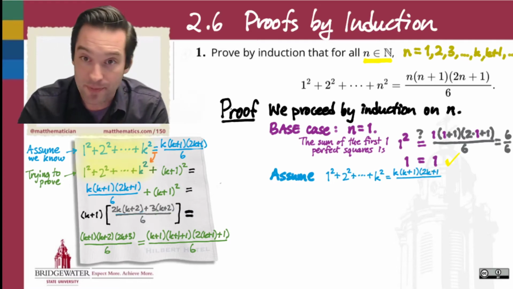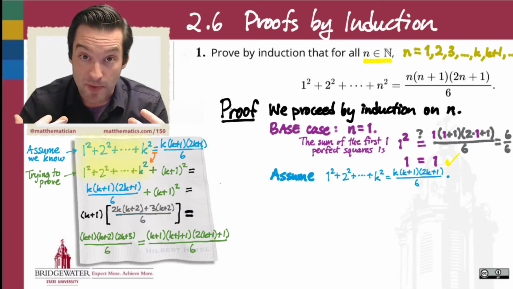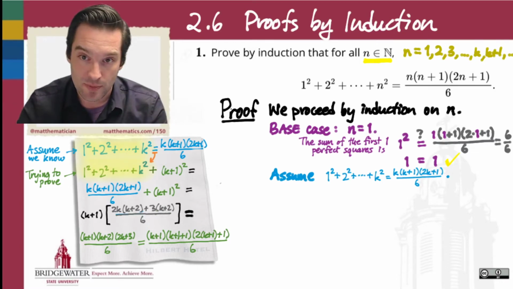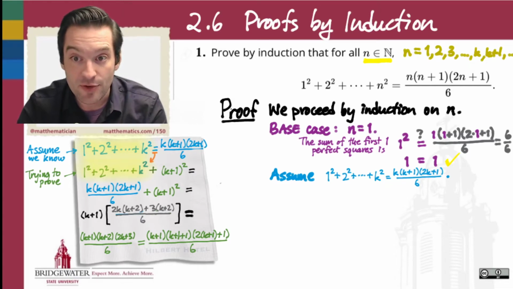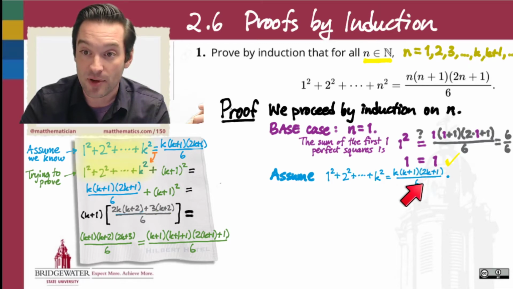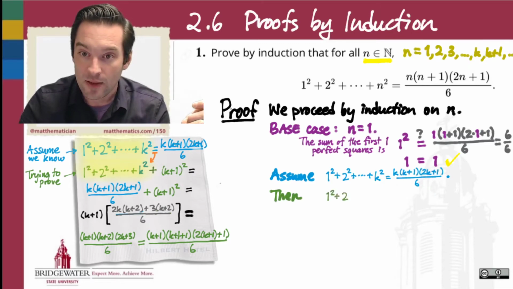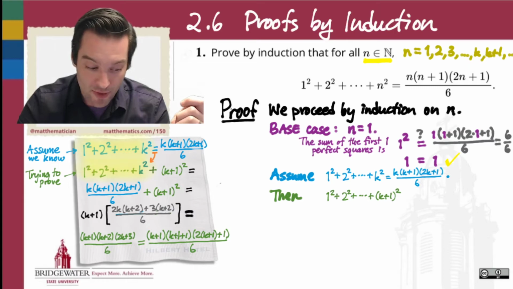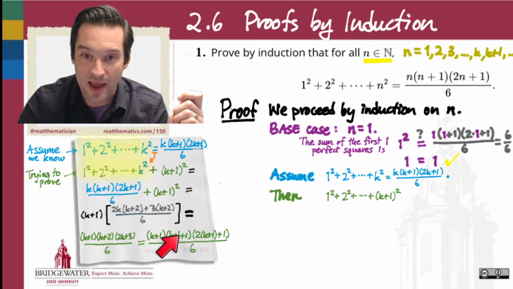Now for the inductive step. We make very explicit to the reader when we make our induction hypothesis. We'll say, let's assume that my statement is true when n is equal to some arbitrary k. So assume that 1 squared plus 2 squared up to k squared is equal to k times k plus 1 times 2k plus 1 over 6. Then we would like to show that the sum of the first k plus 1 perfect squares has this form.